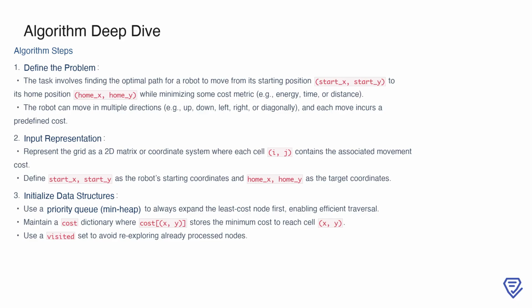To handle this problem efficiently, we initialize key data structures. A priority queue, specifically a min heap, will allow us to always expand the least cost node first. We'll also use a cost dictionary to store the minimum cost of reaching each cell and a visited set to ensure we don't waste time revisiting nodes we've already processed. These foundational steps set up the framework for our algorithm.